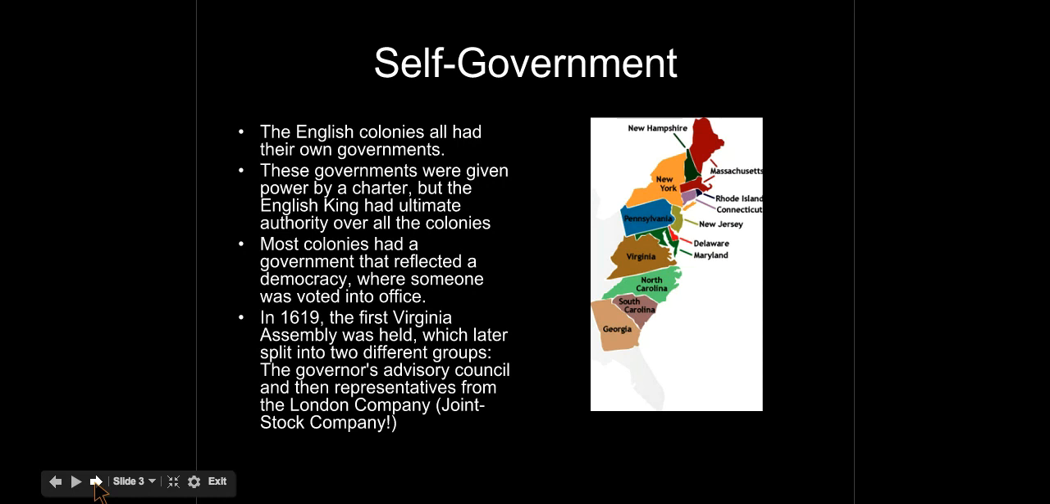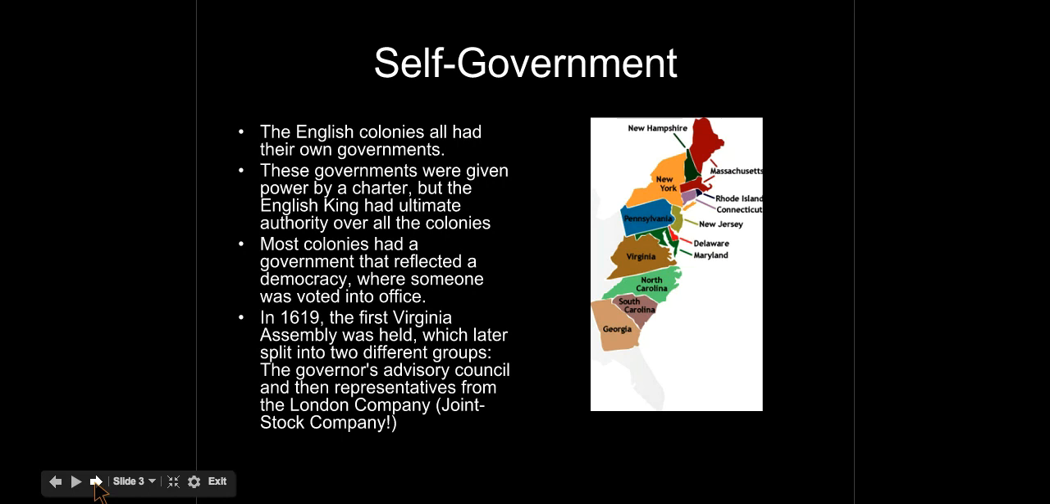So, the biggest thing that I want you to know about life in the English colonies is that the English colonies actually all had their own different types of governments. Granted, these governments were given power by a charter, and the English king did have the ultimate authority over all the colonies, but for the most part, the colonies did operate independently. They had town meetings, they made rules for living in the colony that did not necessarily come from the English king himself.